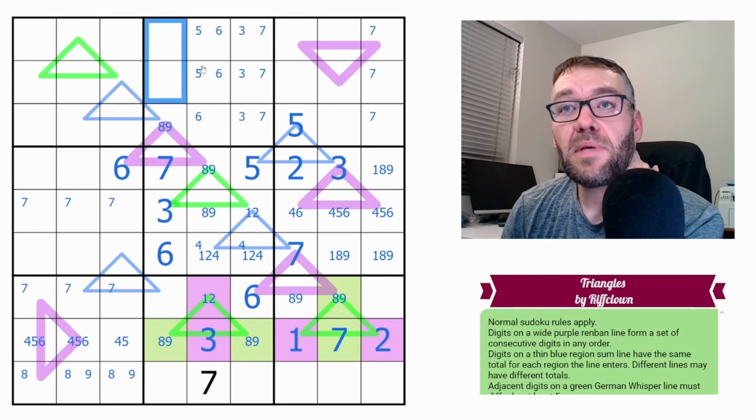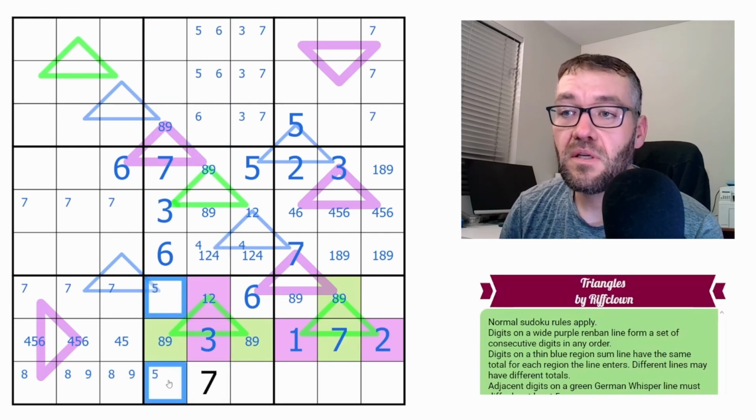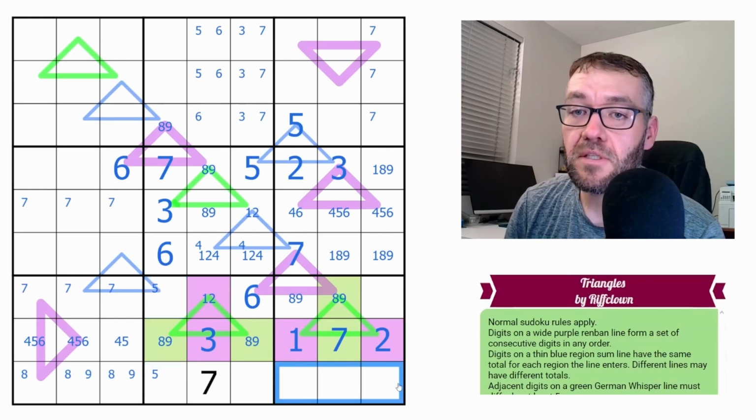Well, 5 can't go up here, because the 5 needs to go in here for this column. So that means the 5 has to go down here somewhere. We're going to need a 6 down here.